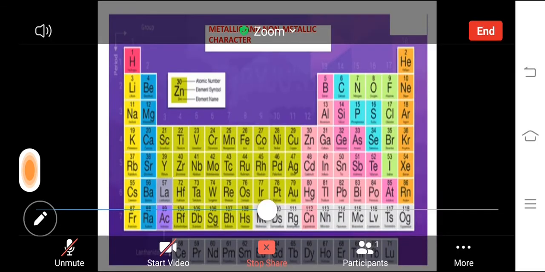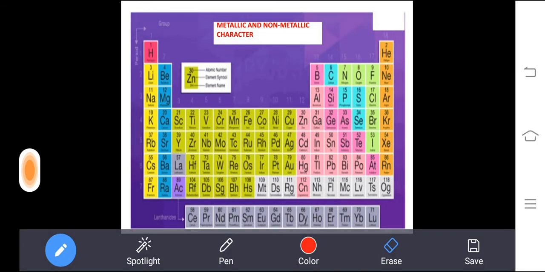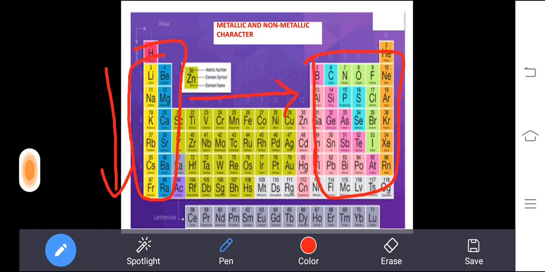The next one, metallic character. What will happen to the metallic character? This everyone you know. On the left-hand side, more metals will be there, and on the right-hand side, non-metals will be there. So when you're writing, you want to mention that when you move from left to right, the metallic character decreases. When we move from top to bottom, metallic character increases. So this is the metallic nature.